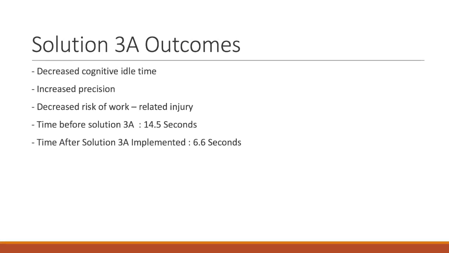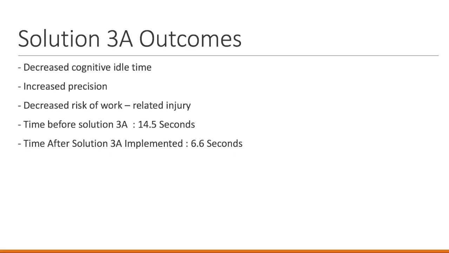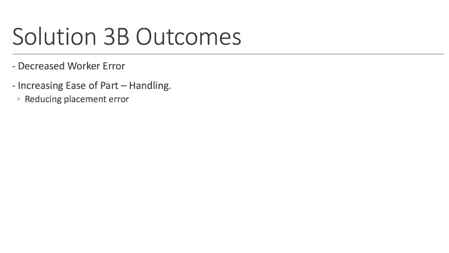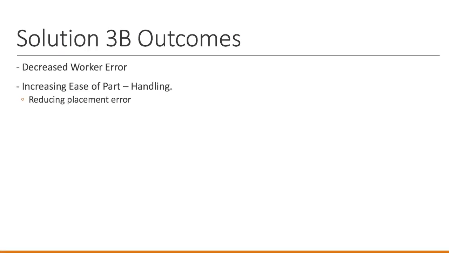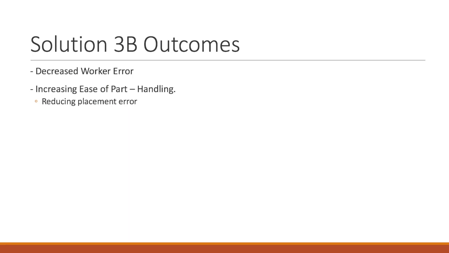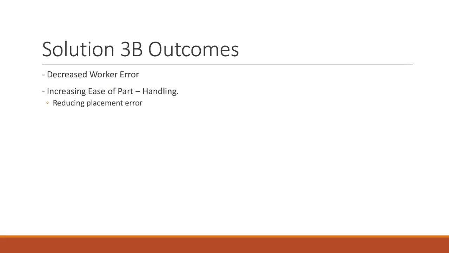We were also able to reduce our workstation time from our initial time of 14.5 seconds to our reduced time of 6.6 seconds. After adding a location identifier to the white piece, we were able to reduce worker error as well as increase ease of part handling, which ultimately leads to the reduction in placement error.